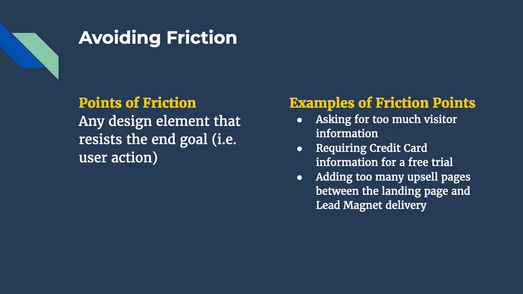Now, in the context of building a landing page that converts, a point of friction is any design element that resists the end goal. For landing pages, the end goal is for the user to take action. And so an example of a point of friction would be requesting too much information from your visitors. With each field you add to your form, you're creating another point of friction. If your offer does not justify that friction, then the visitor won't convert.